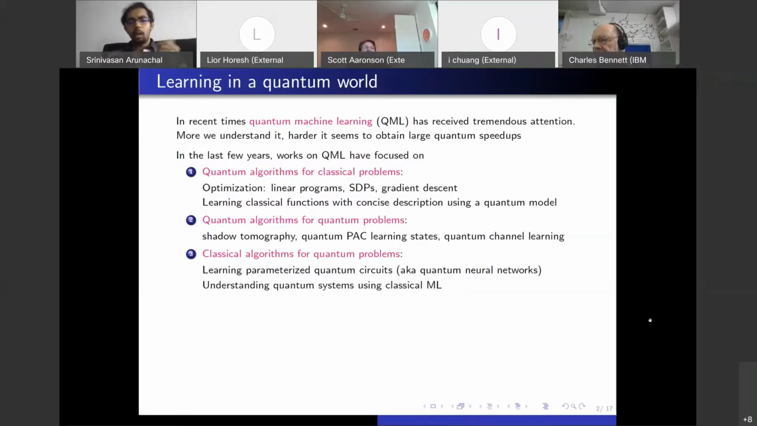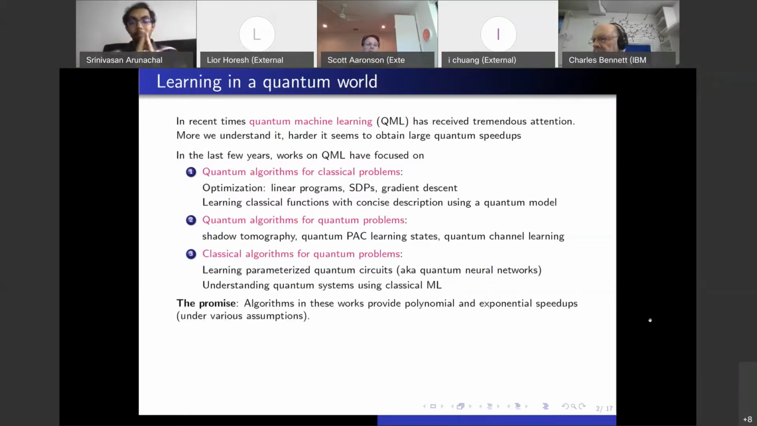And again, like in all these three directions, we have many results in the past decade. Many results provide either polynomial or exponential speedups. Each one of them comes up with their own assumptions, and it's not clear which is realistic and which is not realistic. But if you look at 1 and 2, these are more theoretically motivated, and you can prove theoretical results like upper bounds and lower bounds.